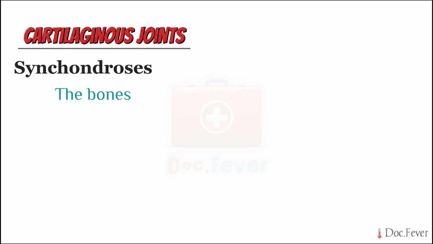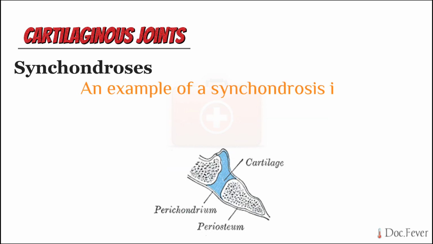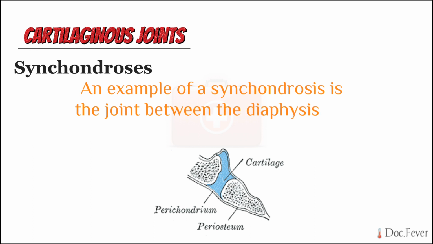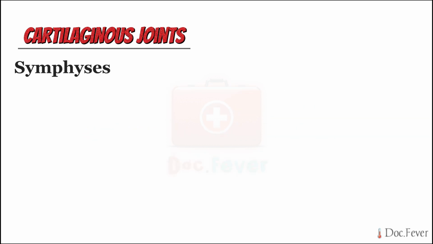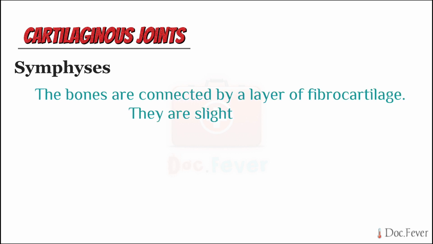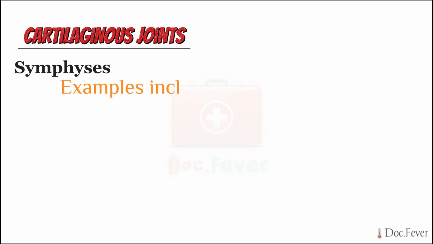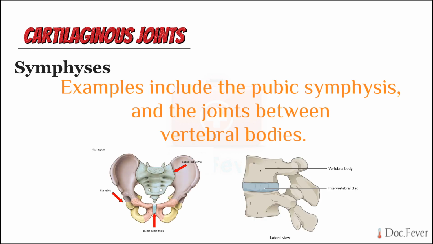Synchondroses. The bones are connected by hyaline cartilage. These joints are immovable. An example of a synchondrosis is the joint between the diaphysis and epiphysis of a growing long bone. Symphyses. The bones are connected by a layer of fibrocartilage. They are slightly movable. Examples include the pubic symphysis and the joints between vertebral bodies.